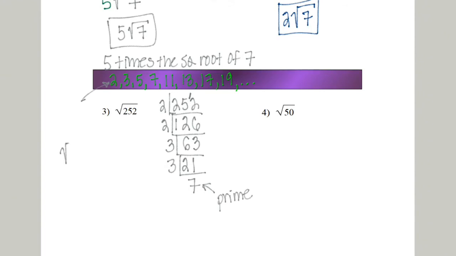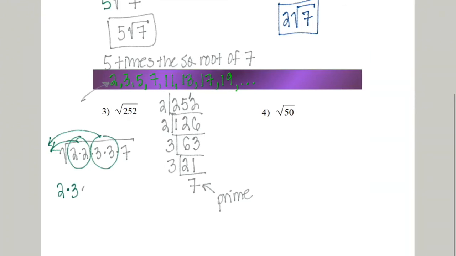So the square root of 252 is the same thing as 2 times 2 times 3 times 3 times 7. So now we have a pair of 2's and a pair of 3's. We take each one to the outside. I have a 2 and I have a 3, and I multiply those together, and the leftover stays inside. So we have 6 times the square root of 7.